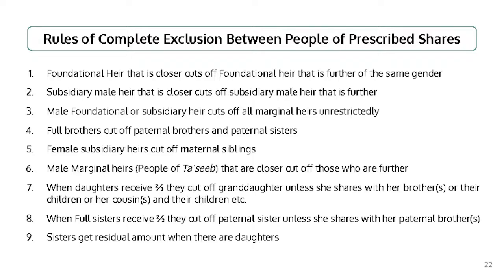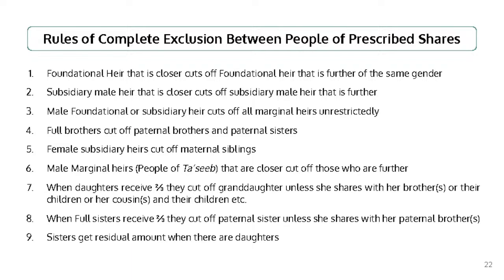Sisters get residual amount when there are daughters. So daughters, 1 or more, it has to be 2 or more. Whenever they exist, whoever is a sister will always take the residual amount. And the reason why, we said before, has to go back to forming 2/3. So one way to remember, when we say sisters, paternal or full. When we say daughters, full daughter or granddaughter.